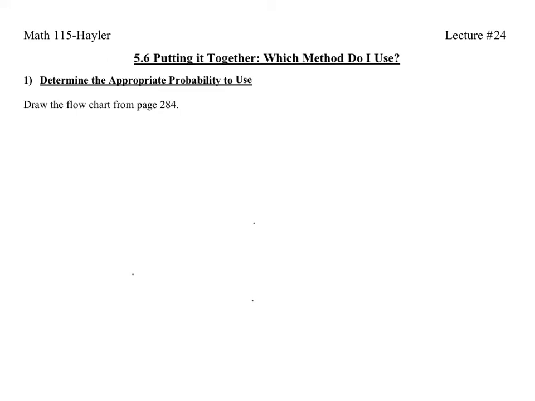Welcome to lecture 24. So for 5.6, putting it together, which method do I use? We have gone over a ton of different methods for probability. So what should we use? Well, we're going to go ahead and draw the flowchart, which is from your book on page 284, which talks about determining the appropriate probability to use.